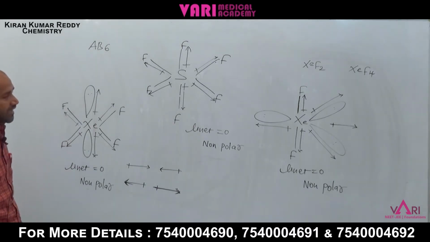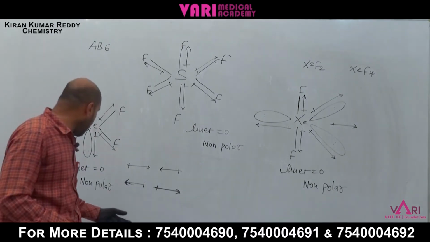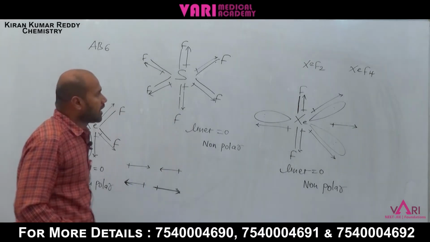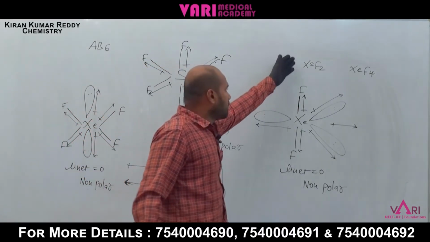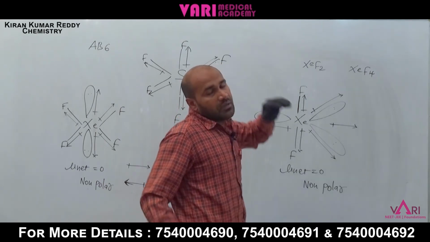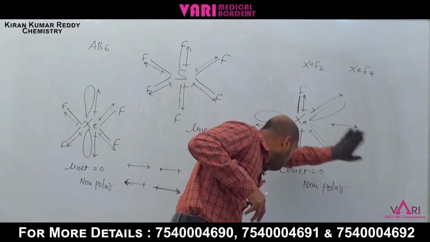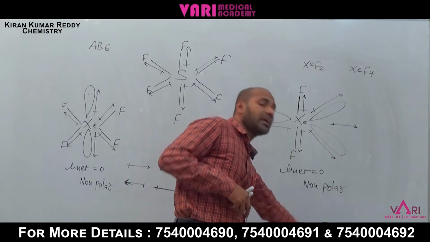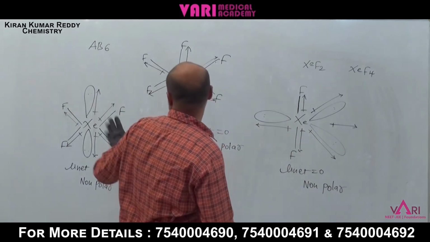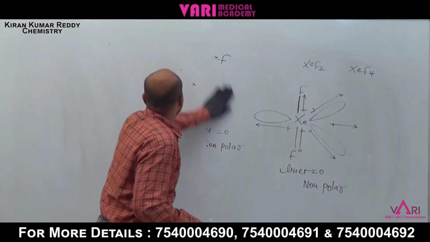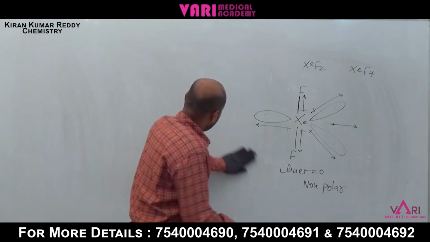Remember AB2 type, AB3 type and AB4 type: mu net is equal to 0, this molecule will be non-polar. Write the examples xenon F2 and xenon F4. But xenon F2 and xenon F4, even though lone pairs are present, that molecule will be non-polar. These are the examples.